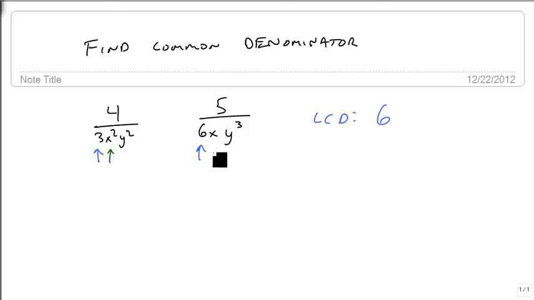Between the x squared and the x, we pick the higher power, so it's x squared. Between the y squared and the y cubed, we do the same thing, and we get y cubed. So my LCD of 4 over 3x squared y squared and 5 over 6xy cubed is 6x squared y cubed.